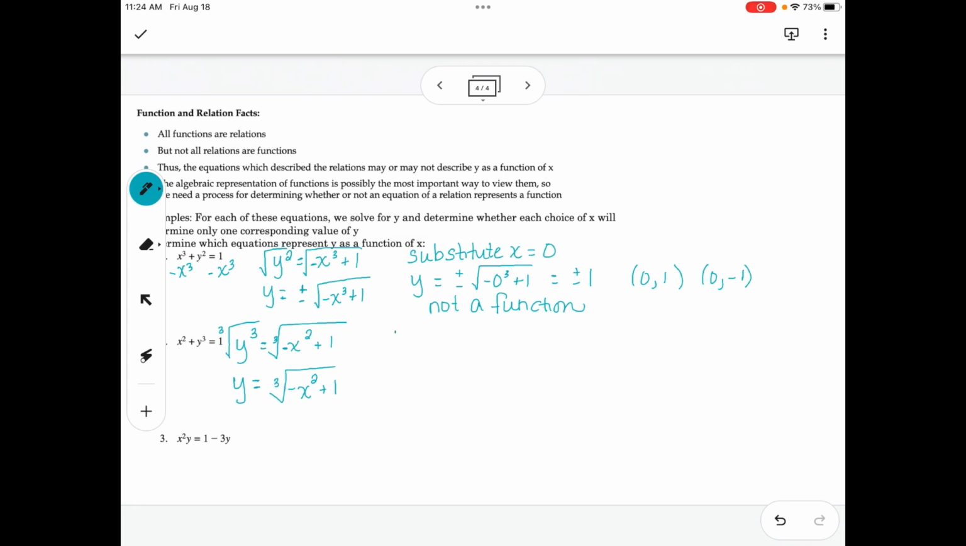Still going to substitute just like I did before. And I'm going to use 0 again, since 0 is nice and easy to substitute in. Thus, y is equal to the cube root of negative 0 squared plus 1. Well, 0 squared is still 0, times negative 1 is still 0, plus 1. So the cube root of 1 is 1. We only have one solution for 0. So this one is in fact a function, because 0 only goes to one value.